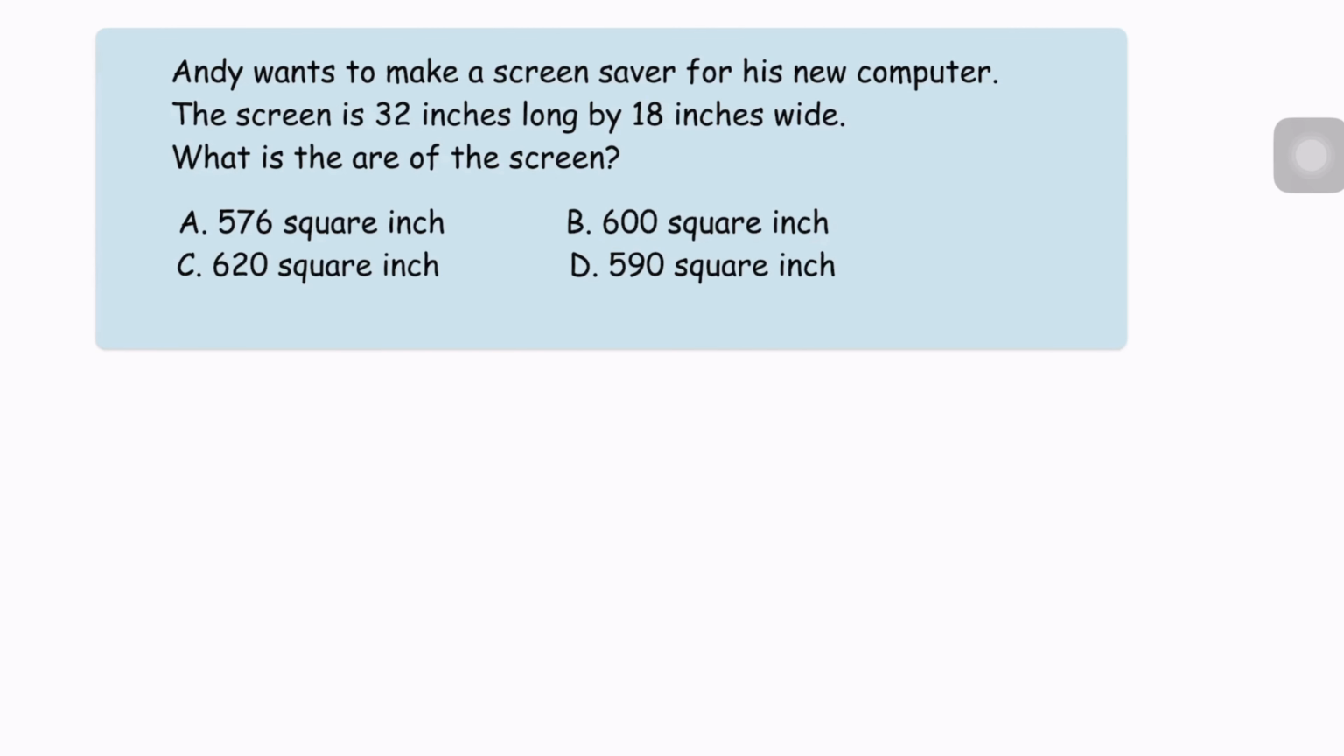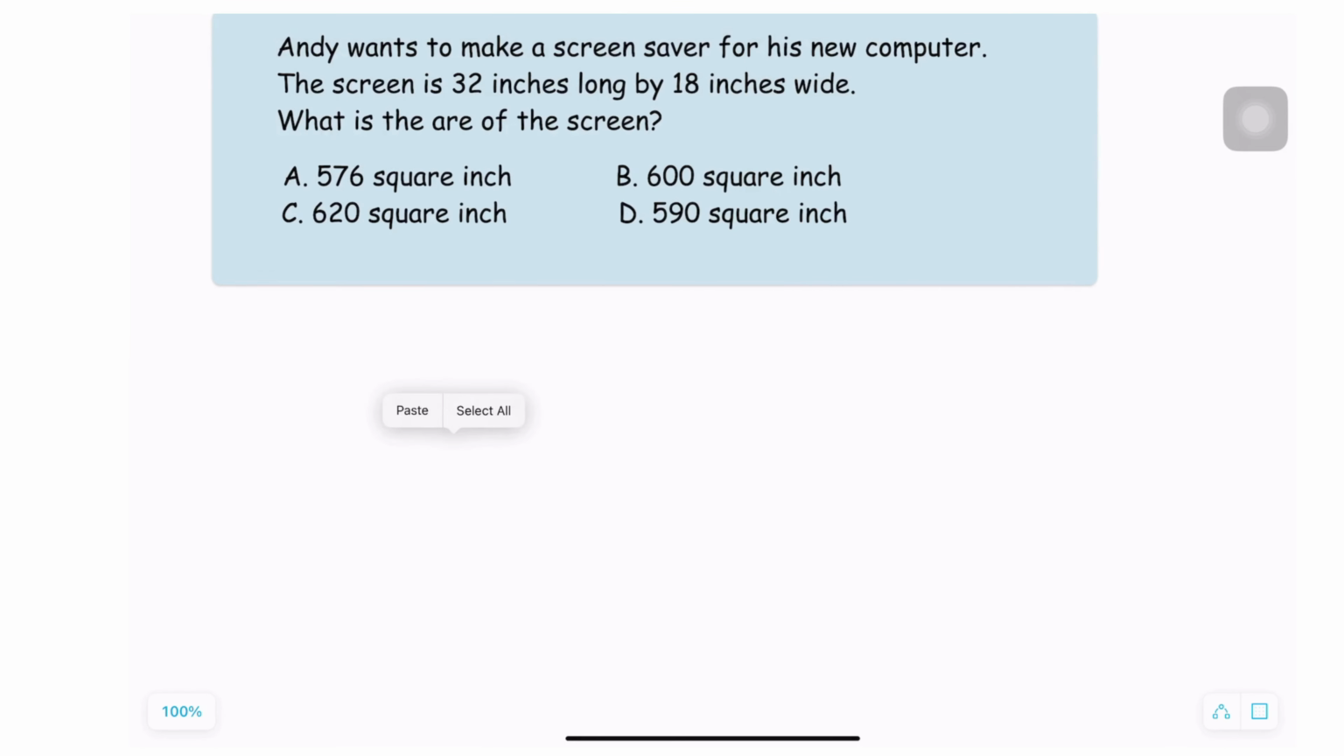Okay, let's try to solve this question. The question is, Andy wants to make a screensaver for his computer. The screen is 32 inches long by 18 inches wide. So the screen is 32 inches long, 18 inches wide. What is the area of the screen?